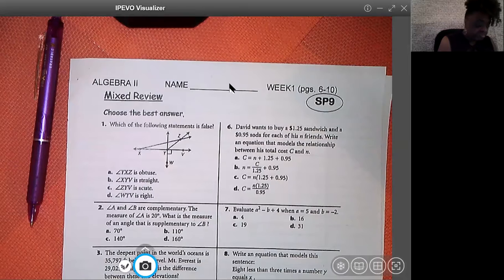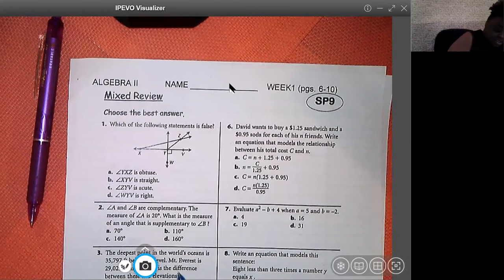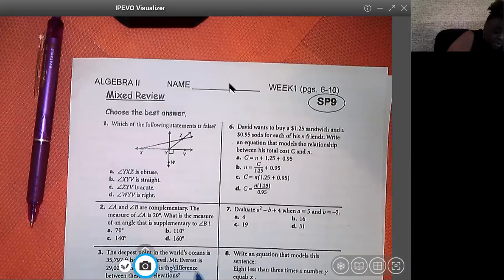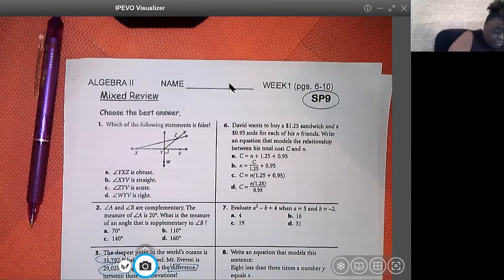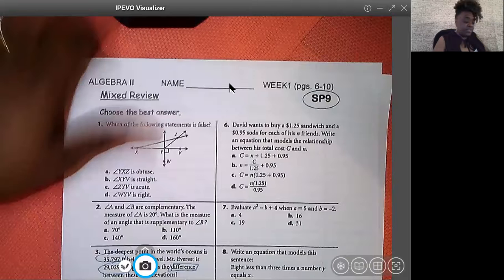So number 3 says the deepest point in the world's ocean is 35,797 feet below sea level. Mount Everest is 29,029 feet high. What is the difference between the two elevations? So my key terms are difference, then we have our two elevations in feet, and it says what is the difference?